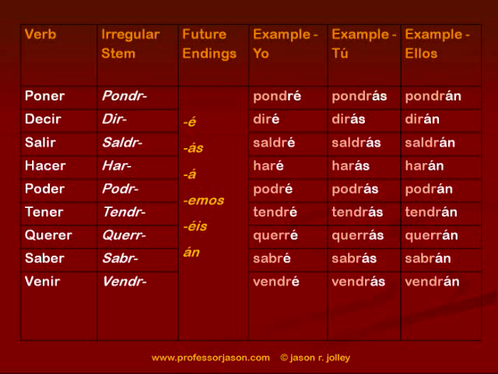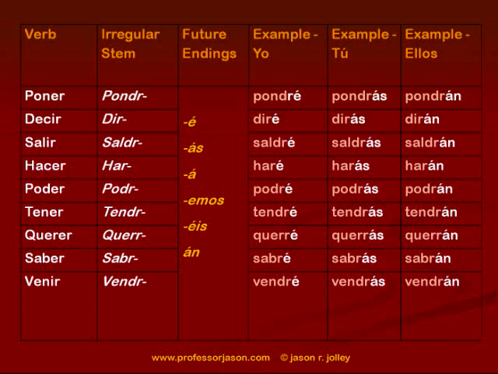So what you see in the second column are those irregular stems, which you add the future endings in the third column to. So if I want to say something like, I will say, I'm going to take the irregular stem and add the ending, diré. Or you will say, dirás. Or they will say, dirán. I just have those three subject positions as examples so that you can see how you come up with those forms combining the irregular stems and the regular future tense endings.